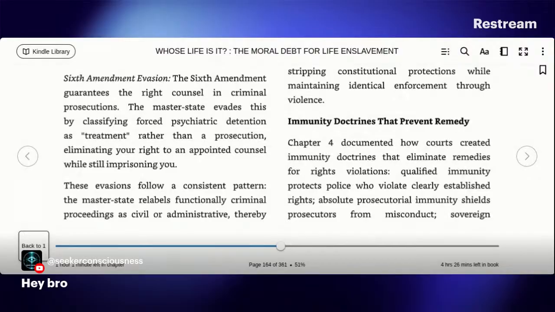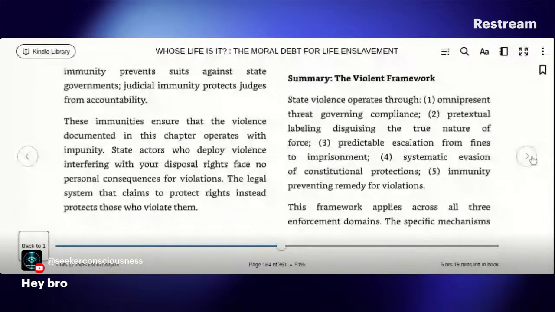Chapter 4 documented how courts created immunity doctrines that eliminate remedies for rights violations. Qualified immunity protects police who violate clearly established rights. Absolute prosecutorial immunity shields prosecutors from misconduct. Sovereign immunity prevents suits against state governments. Judicial immunity protects judges from accountability. These immunities ensure that the violence documented in this chapter operates with impunity. State actors who deploy violence interfering with your disposal rights face no personal consequences for violation. The legal system that claims to protect rights instead protects those who violate them.